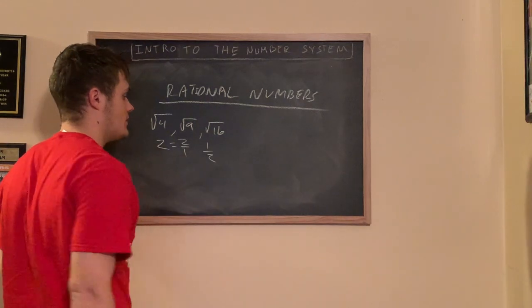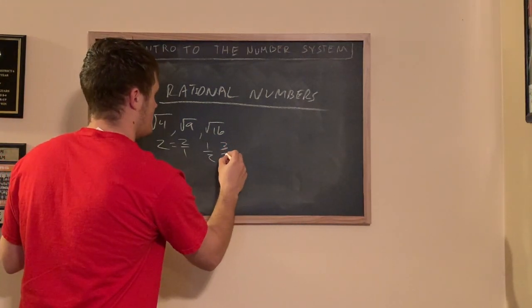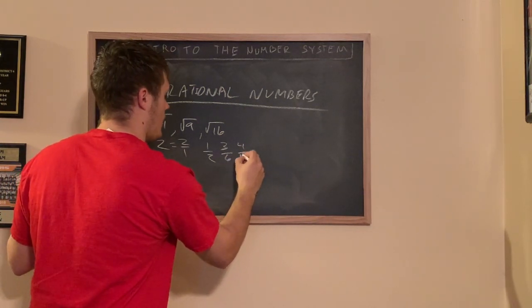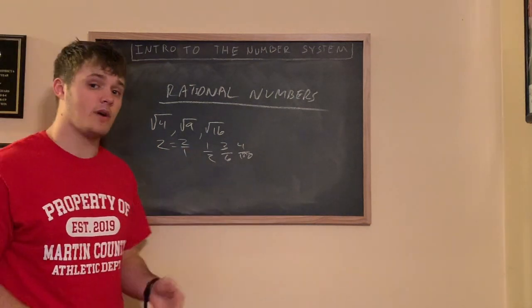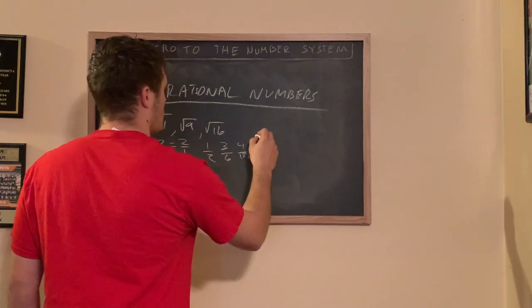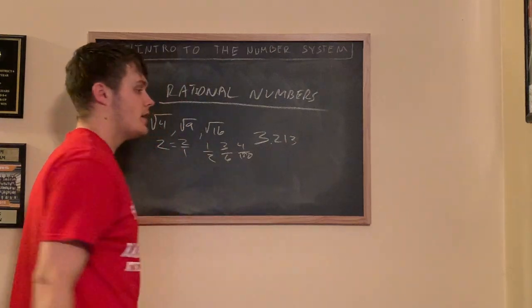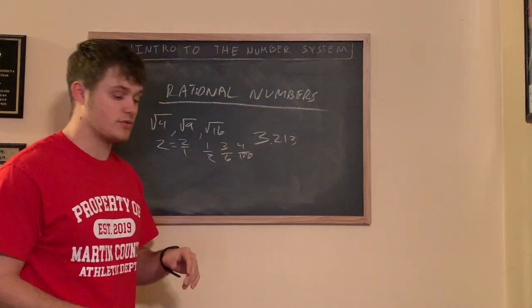1/2 is any number that can be written as a fraction. So 1/2, 3/6, 4 over 100. If it can be written as a fraction, then it's a rational number. Okay, so even terminating decimals. So 3.213 can be written as a fraction because it's a terminating decimal. So therefore, it is a rational number.